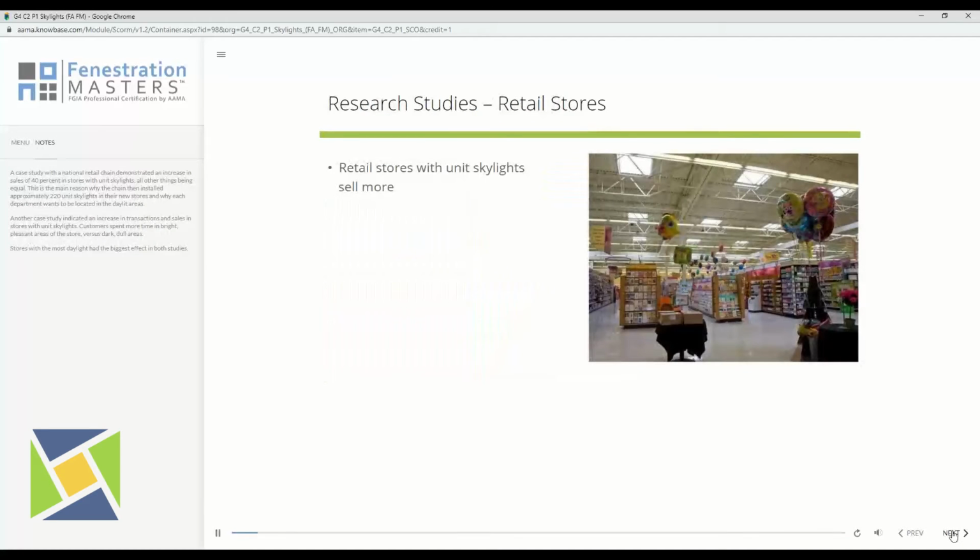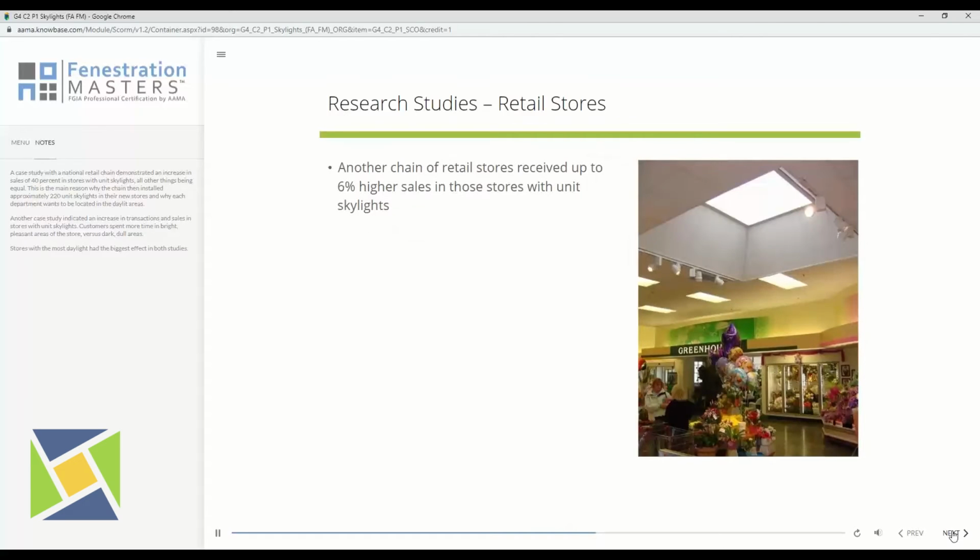A case study with a national retail chain demonstrated an increase in sales of 40% in stores with unit skylights, all other things being equal. This is the main reason why the chain then installed approximately 220 unit skylights in their new stores and why each department wants to be located in the daylit areas. Another case study indicated an increase in transactions and sales in stores with unit skylights. Customers spent more time in bright, pleasant areas of the store versus dark, dull areas. Stores with the most daylight had the biggest effect in both studies.